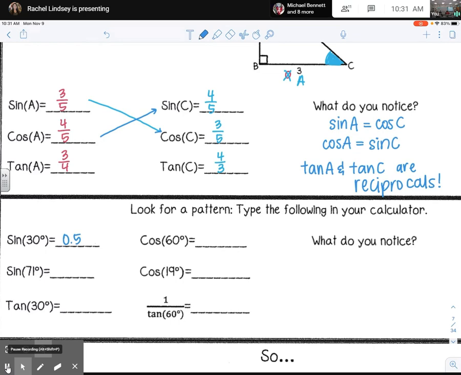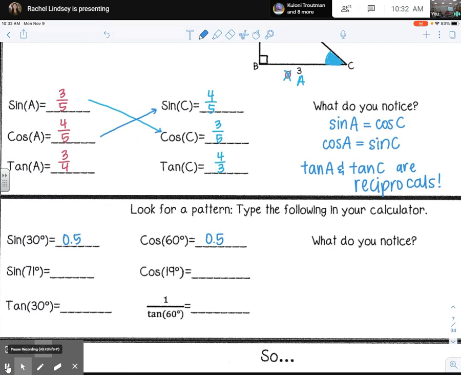Now I want you to put in cosine of 60. It gives you 0.5. What do you notice about 30 and 60? Well, 30 and 60 don't equal each other. 30 and 60 actually add up to 90. They're complementary angles. 71 and 19, are those complementary angles? Yes. And then 30 and 60, those are complementary angles. So if they're complementary, one's sine and one's cosine, they should equal each other.